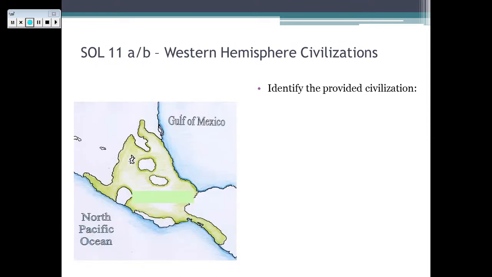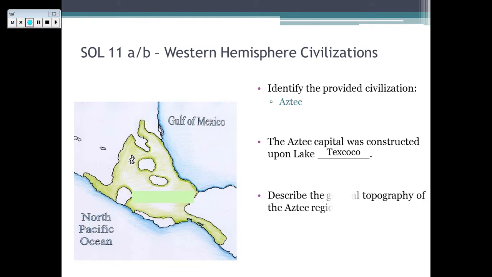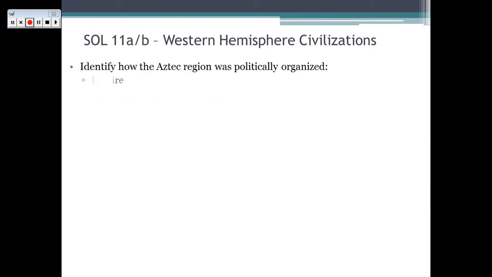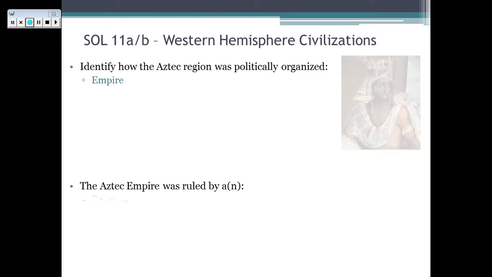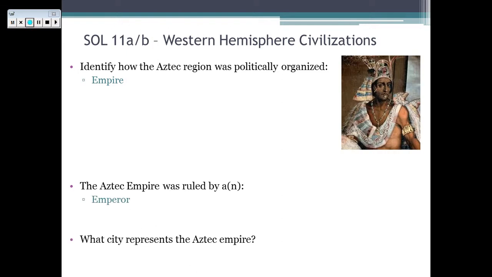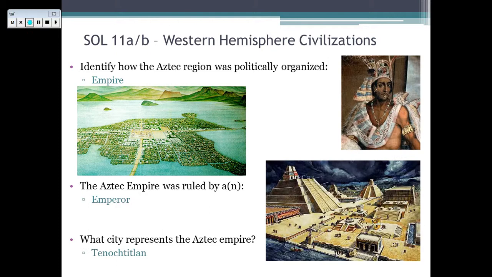Alright, and the civilization in this picture, a little bit farther up into Mexico, is the Aztec civilization. And their capital was constructed upon Lake Texcoco. The general topography of the Aztec region is an arid valley. Arid meaning dry and hot. Dry meaning not a whole lot of rainfall. Keep that in mind. Okay, the Aztec region was politically organized as one large empire, and the empire was ruled by an emperor. And the city that represents the Aztec empire was Tenochtitlan.